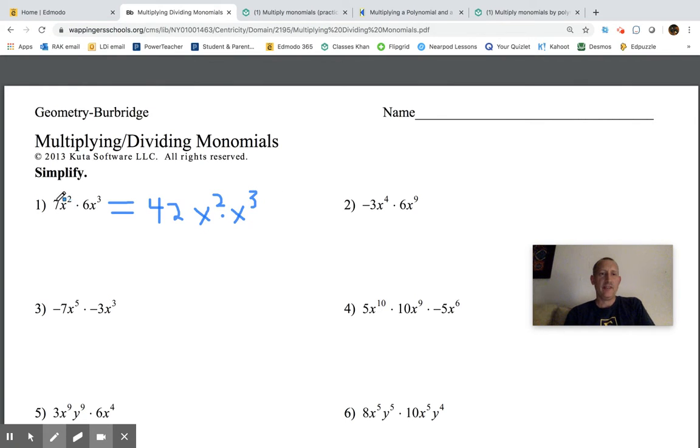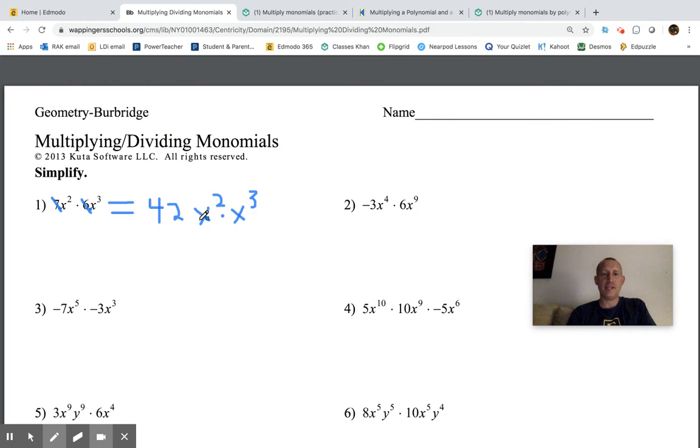Basically because that's 7 times x squared times 6 times x to the third. I'm just using one of the properties of multiplication where I can rearrange the order if I'm multiplying or adding. So I'm just deciding to multiply the numbers together because that's easy. I know that's 42. And then what's left now are the powers.